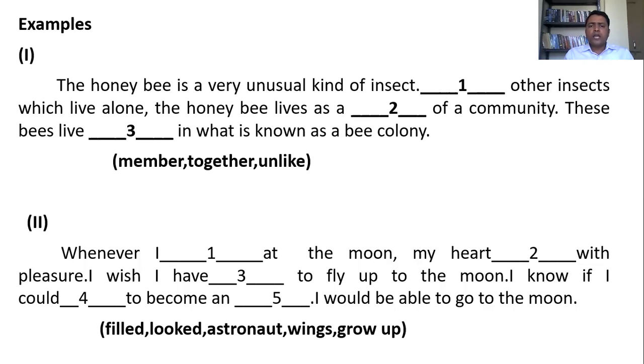Which live alone. The honeybee lives as a dash of community. So who lives in the community? The people. The people means member here. So the second blank we should put as "member", and the honeybees live dash in what is known as a bee colony. So here "live" is a verb. There should definitely come an adverb, that is "together". So this is the remaining answer also. So "together" works here as an adverb.